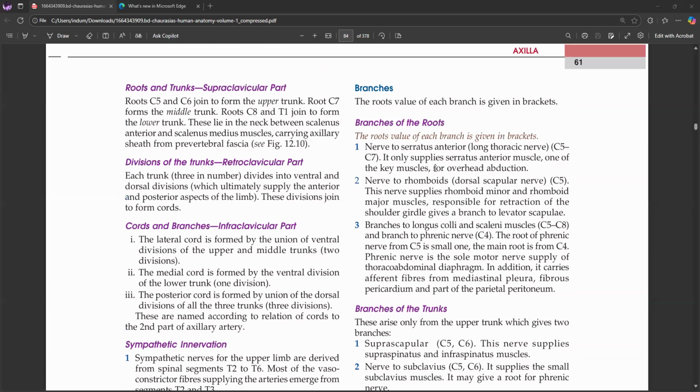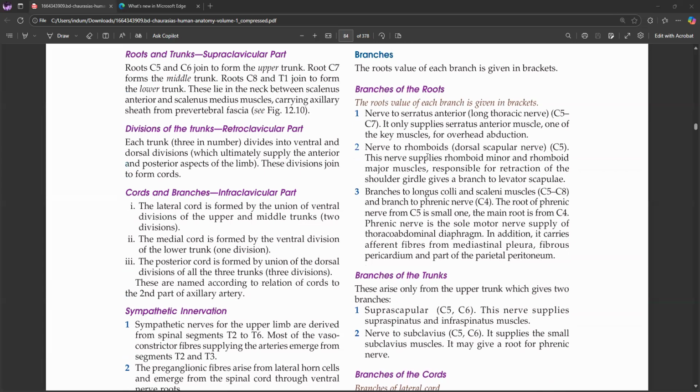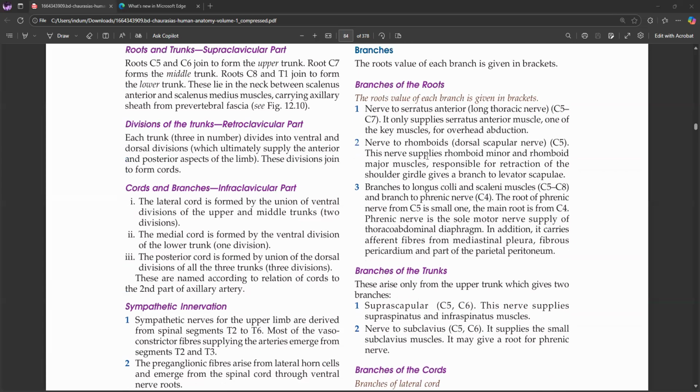Branches of the roots. The roots value of each branch is given in brackets. Number 1, nerve to serratus anterior, long thoracic nerve, C5 to C7. It only supplies serratus anterior muscle, one of the key muscles for overhead abduction.